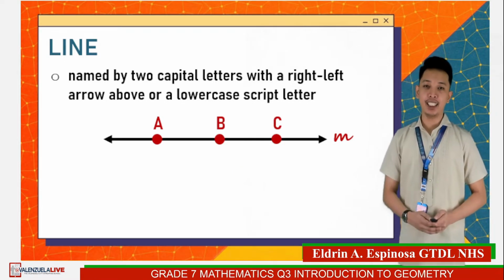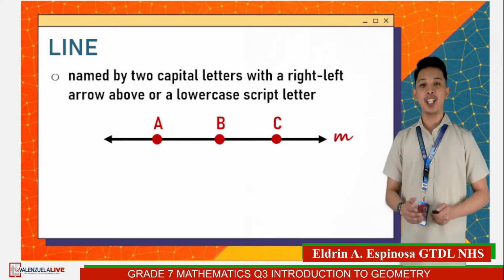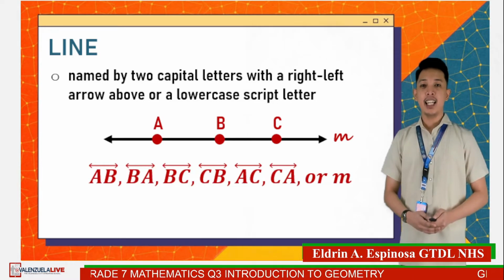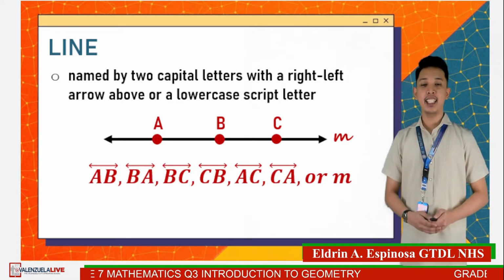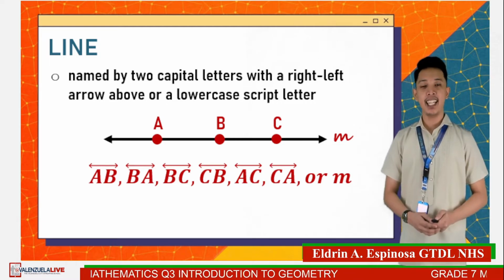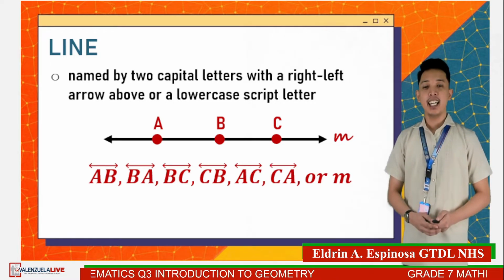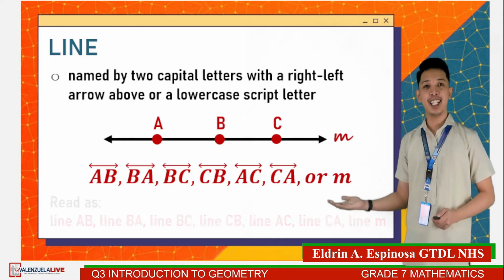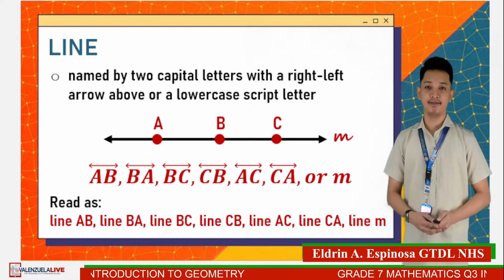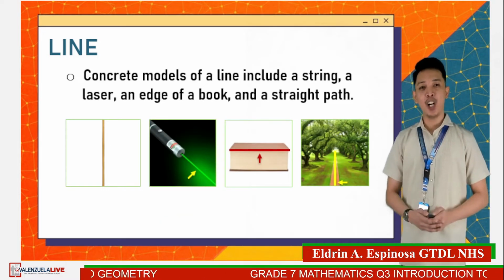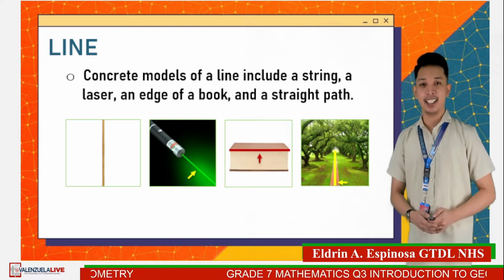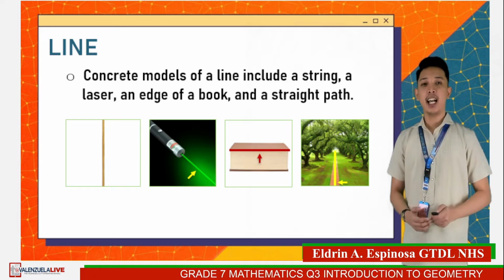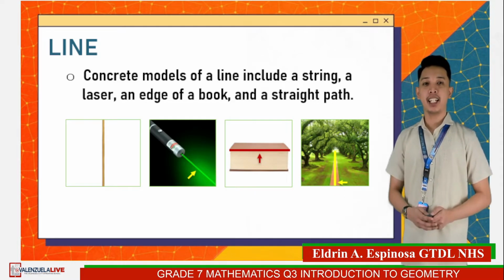Another example in this figure, using the points that lie on it, we can label it as line AB, line BA, line BC, line CB, line AC, and line CA. It can also be named using the lowercase letter m as line m. There are objects around us that can represent a line, and these are the following: a string, a laser, an edge of a book, and a straight path.